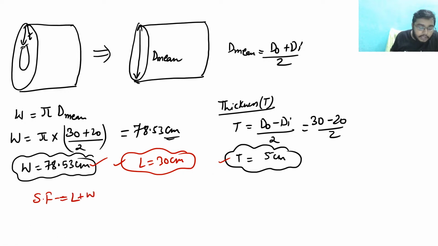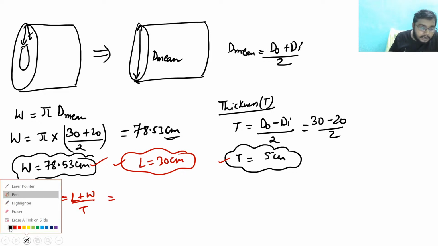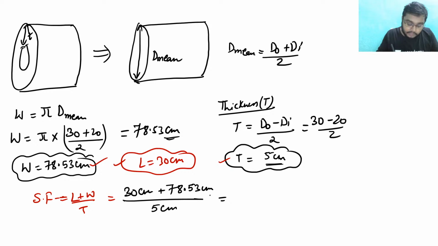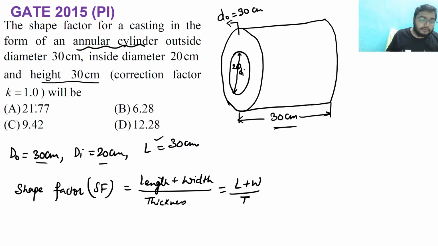Now shape factor is equal to L plus W by T, right? So what is my L? L is 30 centimeter. Width is 78.53, I will write 78.53 centimeter, and thickness which I have calculated is 5 centimeter. Hence I will calculate it in the answer. So let me calculate it down. That is coming around 27.70. Clear? So I have a shape factor of 27.770. So I can easily say the answer would be A.